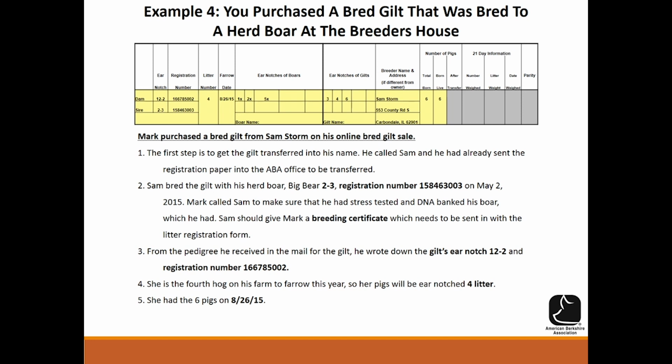From the pedigree he received in the mail for the gilt, he wrote down the gilt's ear notch, 12-2, and registration number 166785002. She is the fourth hog on his farm to farrow this year, so her pigs will be ear-notched 4 litter. She had 6 pigs on 8/26/2015.